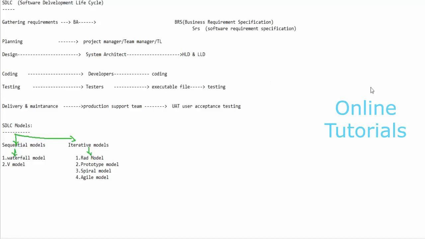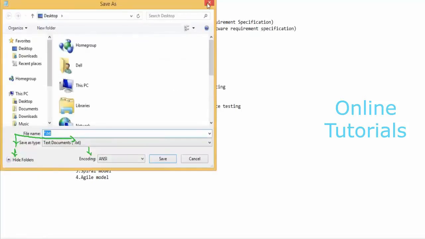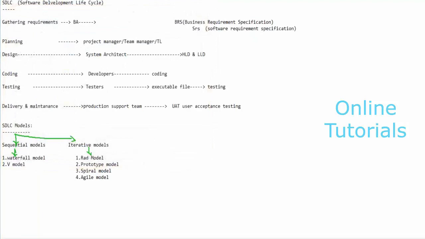These models are part of SDLC. Yes, these are the types of models. SDLC is a process, and for following this process we have some models. Sequential models and iterative models. Under that, we have different types: waterfall model, V model, and then RAD model, prototype, and spiral. Instead of writing like this, if I show you something else called documentation, that will be better, right?